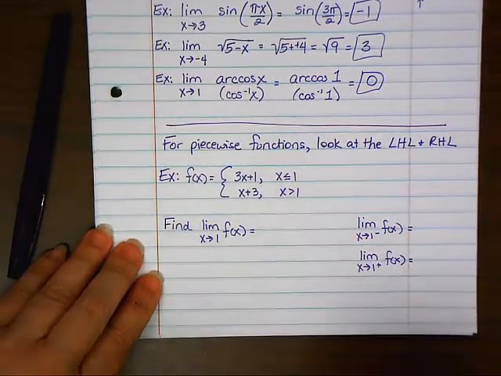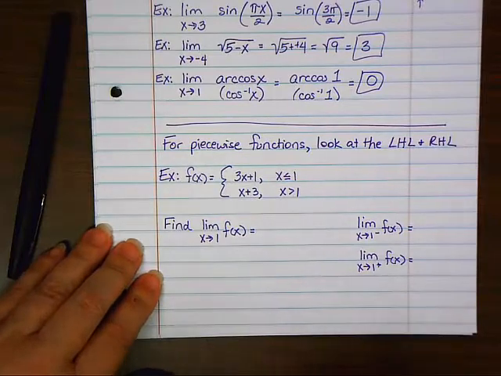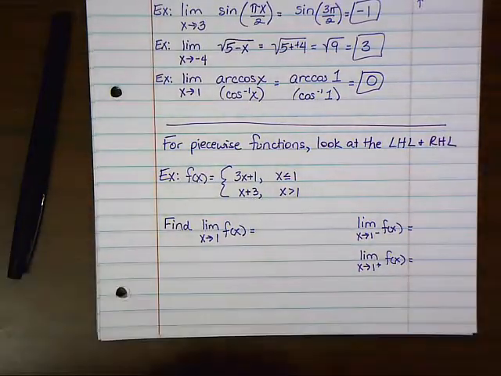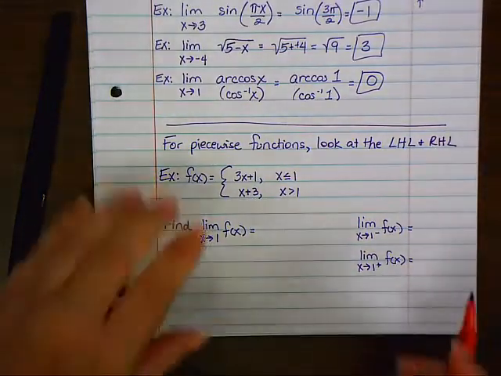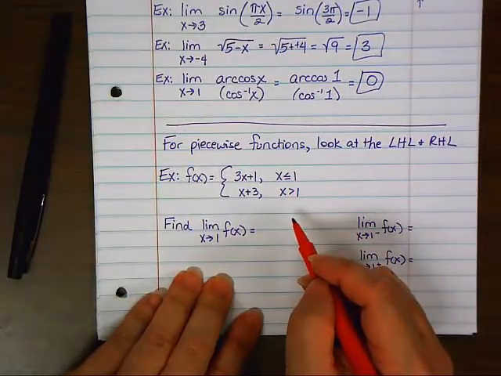Okay? So let me show you the method that I've come up with to make this really simple and easy. Some of you may already know what to do, but just take a look at what I'm going to show you. This right here in the piecewise function is called a domain restriction.